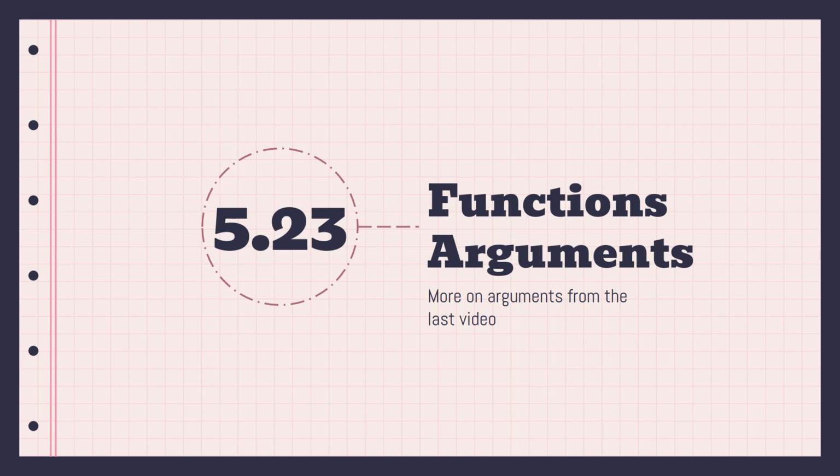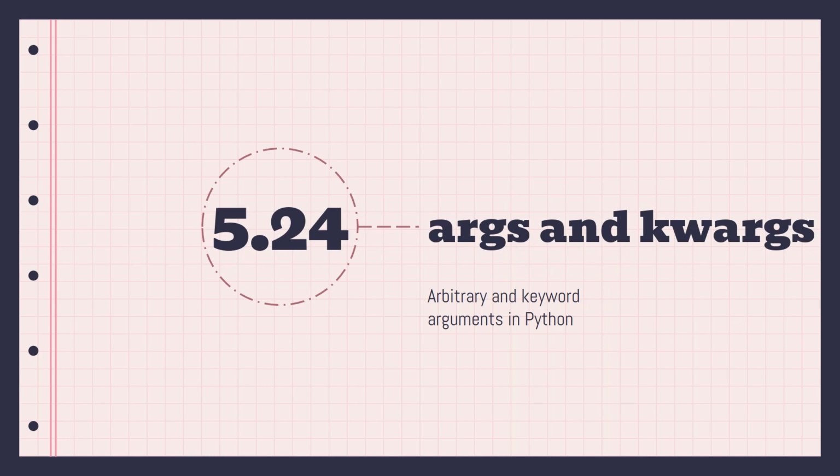So in Python, we have positional arguments and keyword arguments, which I explained to you in the last tutorial. And also we have keyword arguments and the args argument, the arbitrary and the keyword arguments in Python, that's what they're called. And we're going to cover all of them in this tutorial. So let's jump into it.